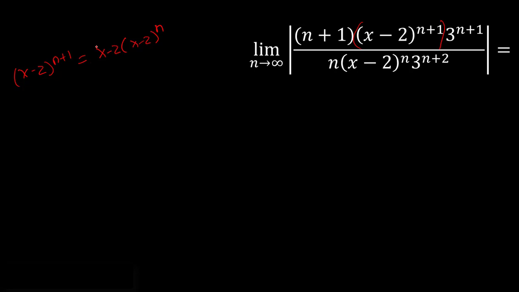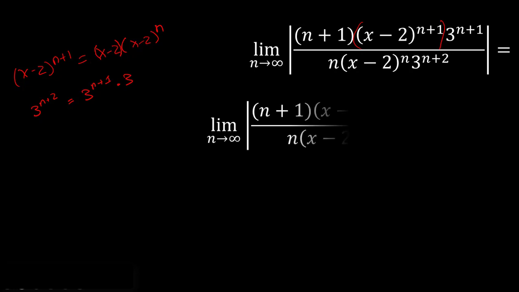So I just separated out one term from this exponent. Now if I do that, it can cancel out with this x minus 2 to the n term down here. And I'm going to do the same thing with this 3 to the n plus 2 term. I'm going to say 3 to the n plus 2 is equal to 3 to the n plus 1 times 3. So I just split this up so that these 3 to the n plus 1 terms will cancel out.